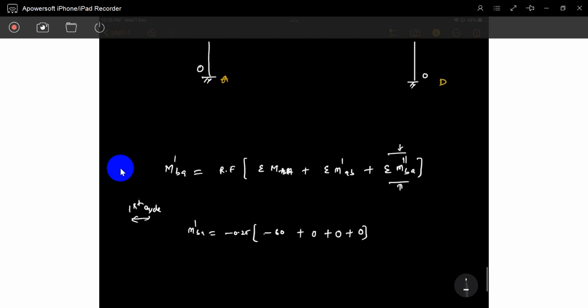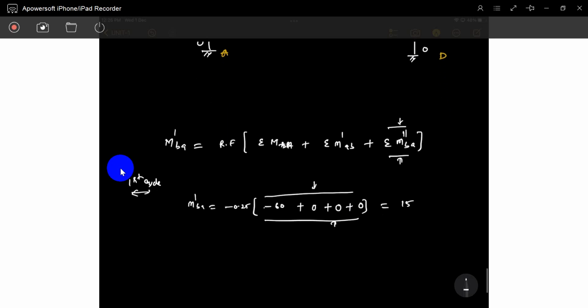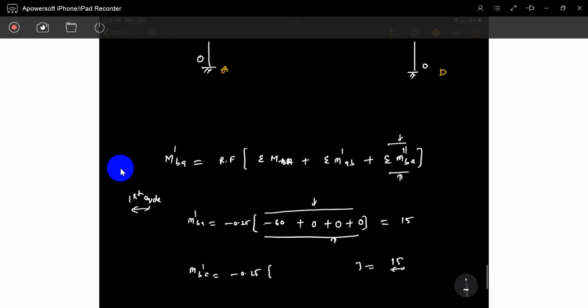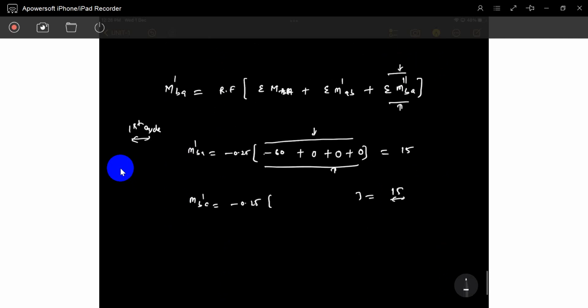So 15 exactly, it's 15. This value is fixed previously as it is. Now MBC, same thing, minus 2.5, that's 15. Okay, 15. BA I write here, BC I write here. Okay, right here. Now goes to C.